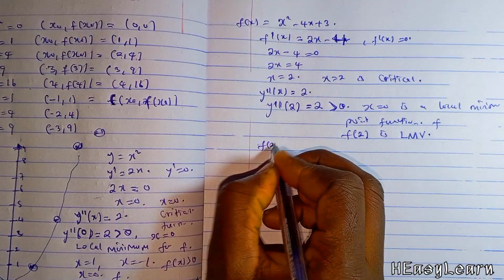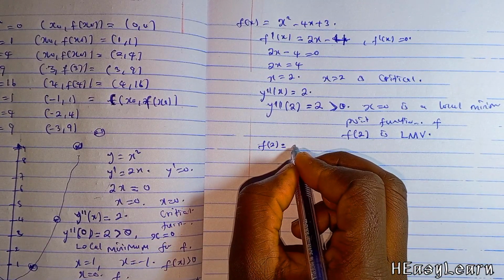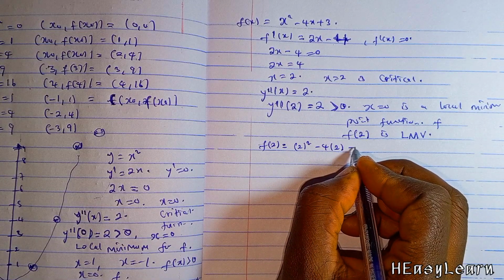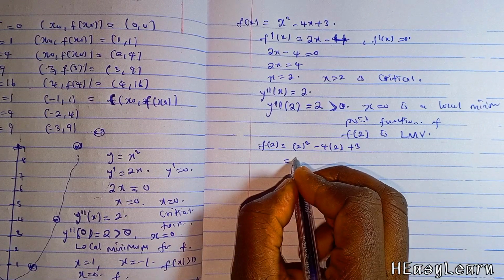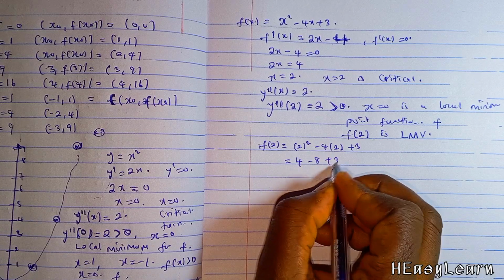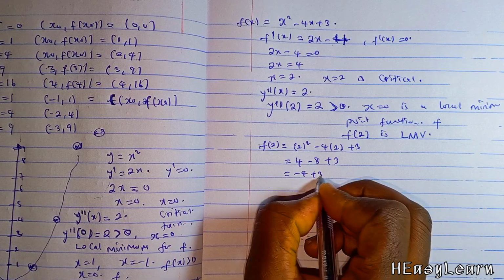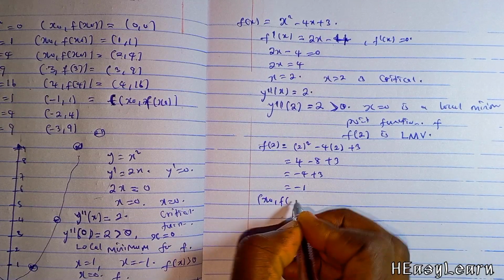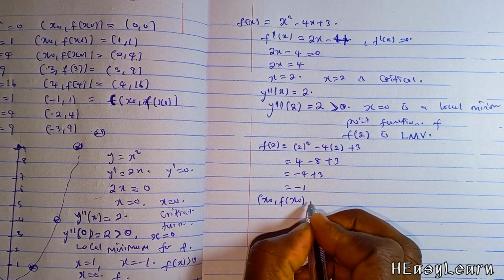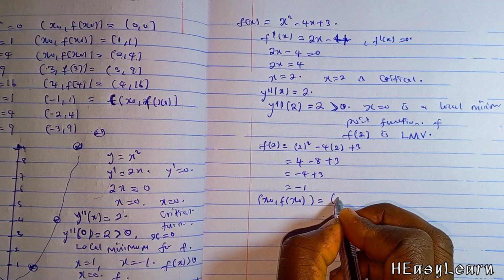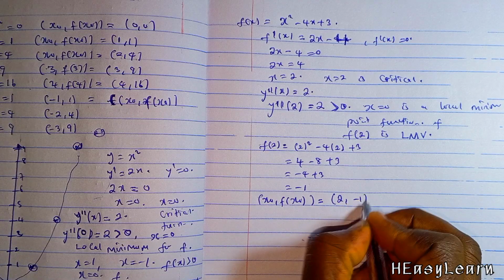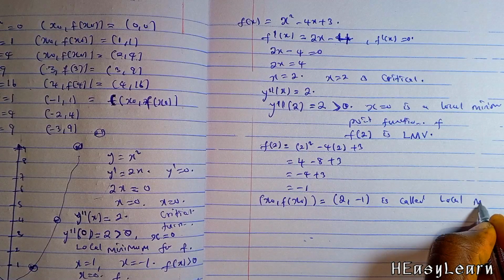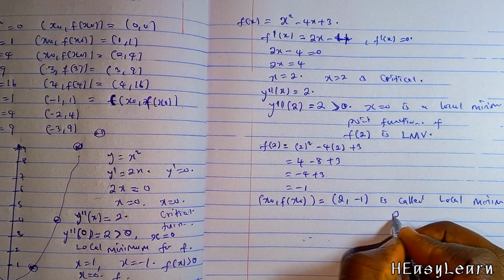So what is f of 2 in this case? F of 2 is equal to 2 squared minus 4 multiplied by 2 plus 3. This is 4 minus 8 plus 3, which is minus 1. So x naught comma f of x naught, which is 2 comma minus 1, is called the local minimum point.